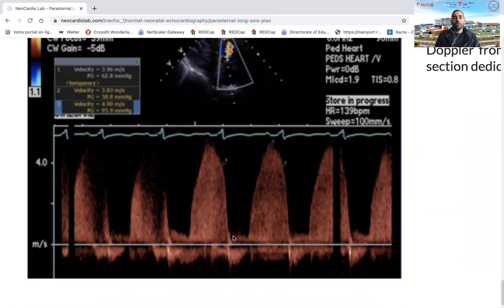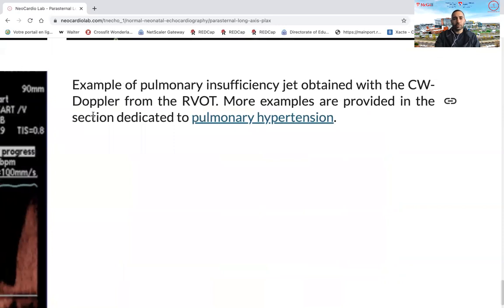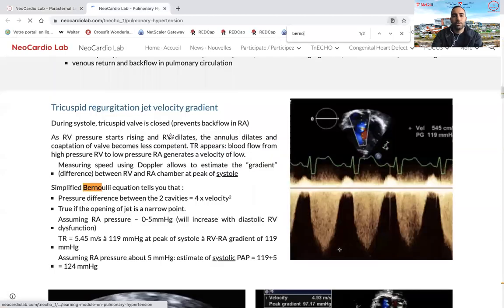And basically, what does this tell you? It tells you that there's a velocity of blood flow coming back from the pulmonary artery towards the RV outflow tract. And if you actually measure, you can apply peak gradient. So you have number 1, number 2, number 3. So the peak here is measured at 4.9 meters per second, which translates into an estimated peak gradient of around 96 millimeters of mercury. How does the machine do this translation? There's an equation called the Bernoulli equation, which I'm going to open here in pulmonary hypertension and search for you.